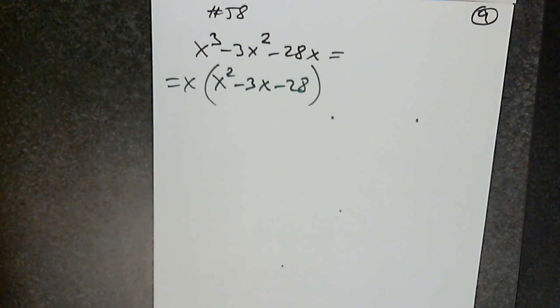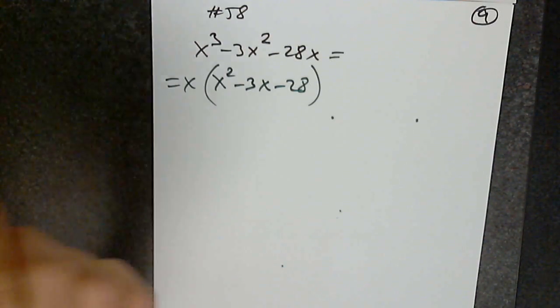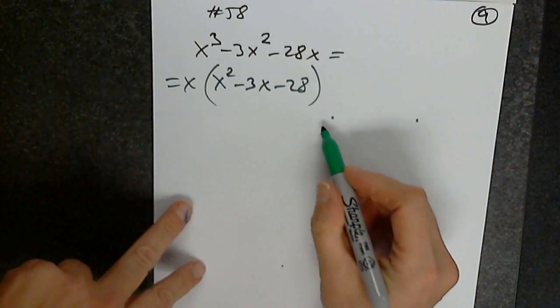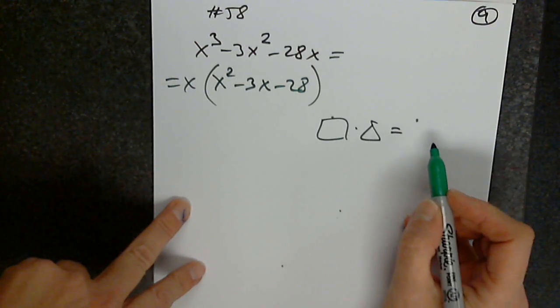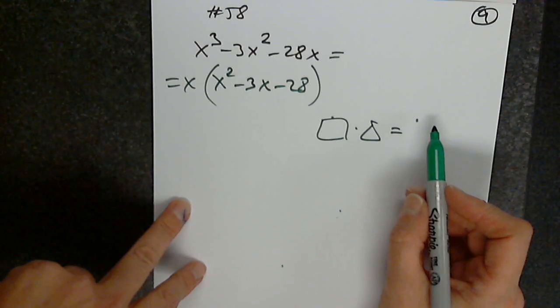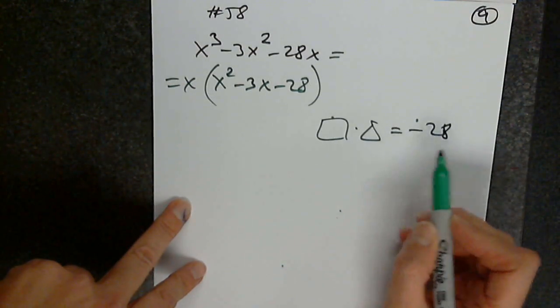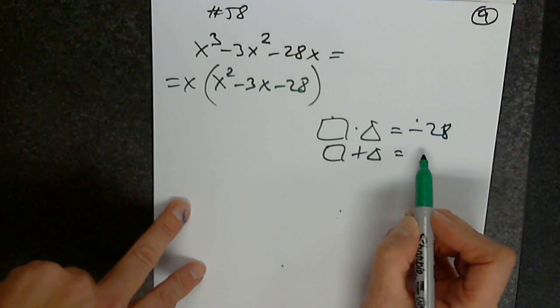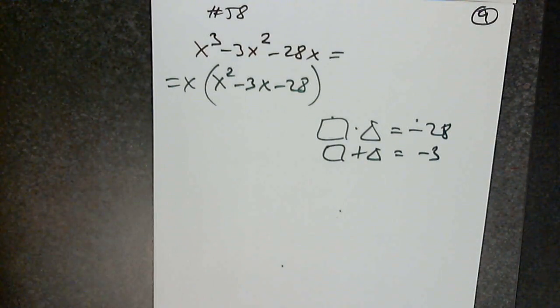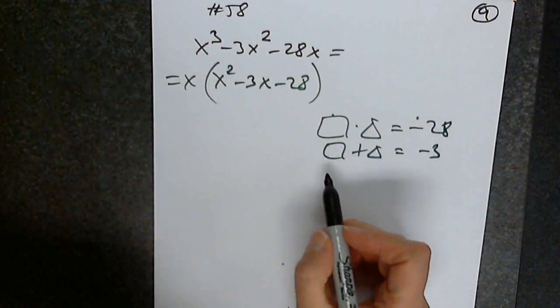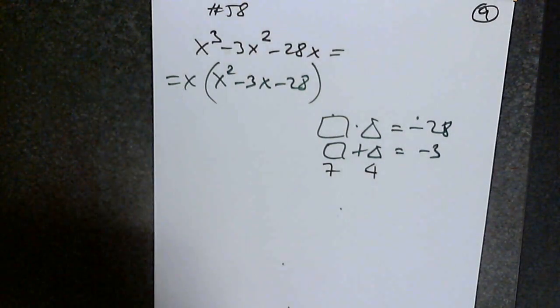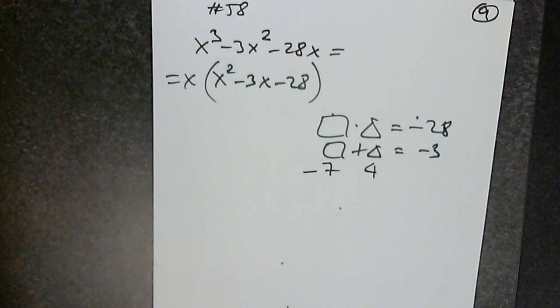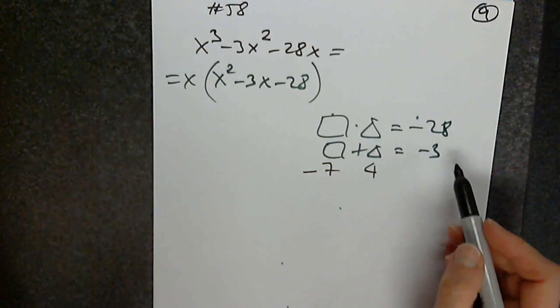the leading coefficient is 1. So I'm looking for two numbers whose product is negative 28, and whose sum is negative 3. Can we find those numbers? But 7 and positive 4 will not give us a negative 3. Negative 7 and positive 4 will give us a negative 3, correct?